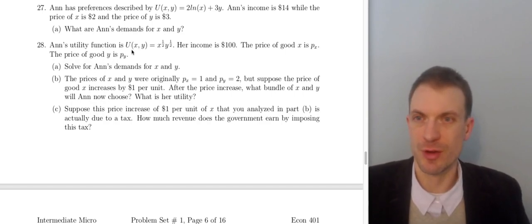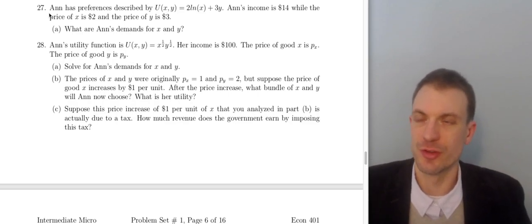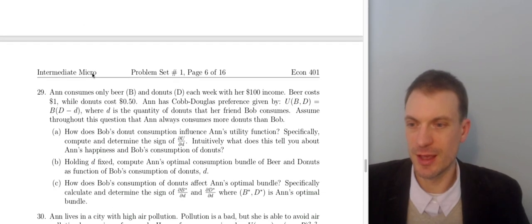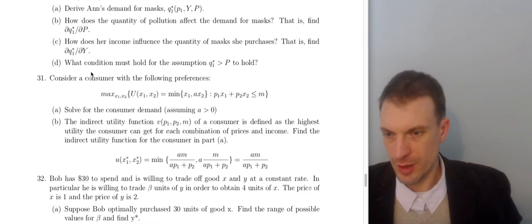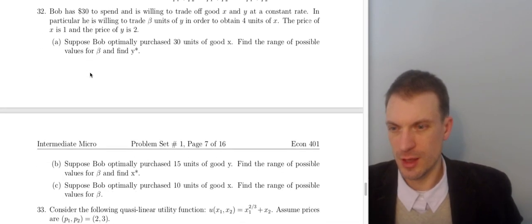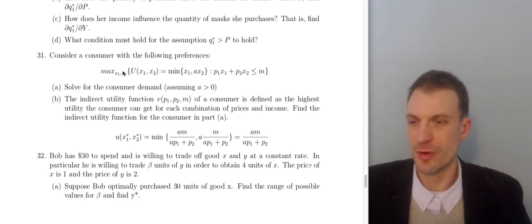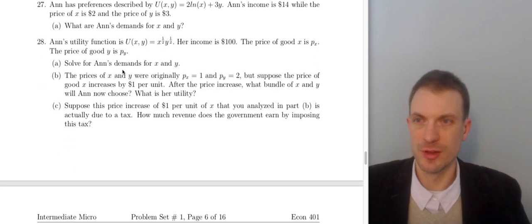In this video, I'm going to walk through some more consumer theory exercises. I'll start with number 27, 28, I'll do 29, 30, 31, and I'll go up to 32. So let me pause this so that you can pause and take a look.